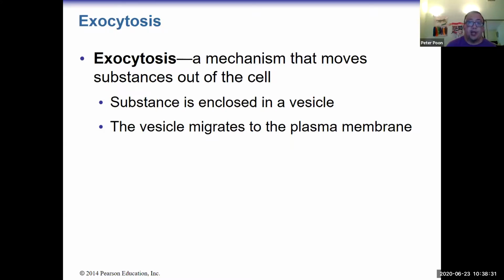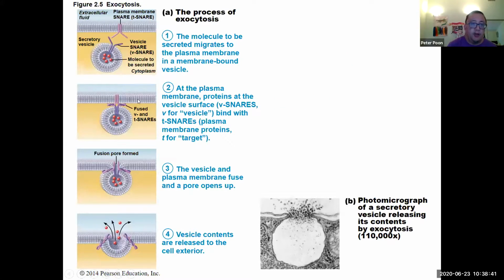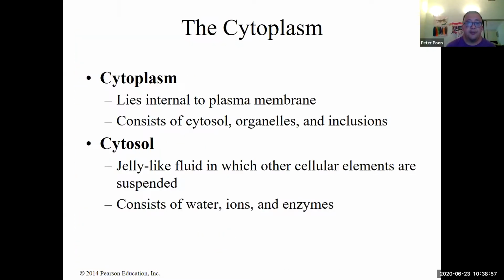Exocytosis. Exocytosis is a mechanism that moves substances outside the cell, so it's the opposite of endocytosis. Here you start off, put it in a little lipid bubble, attach it here, and release. Don't worry about v-SNAREs and t-SNAREs. Just know that exocytosis is the opposite of endocytosis.